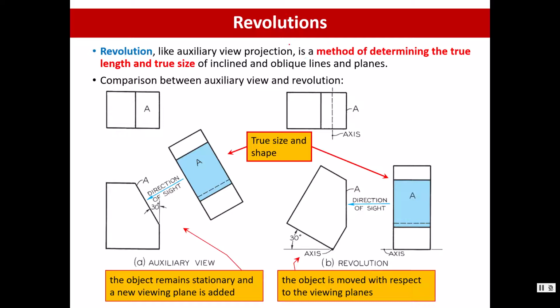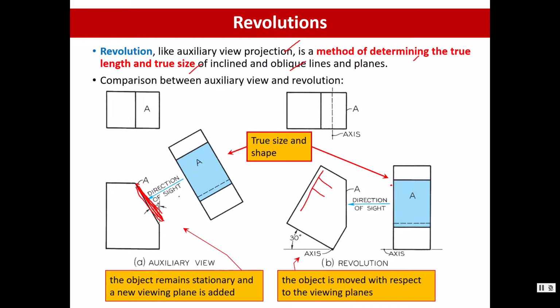We move next to the revolution. Okay, so it's similar to the auxiliary view. However, this time it's a method of determining the true length and size. It has the same aim, to determine the true length and true size of the inclined and oblique line. However, instead of drawing it according to this plane, what we can do is move the front view according to the axis of the view that we want.